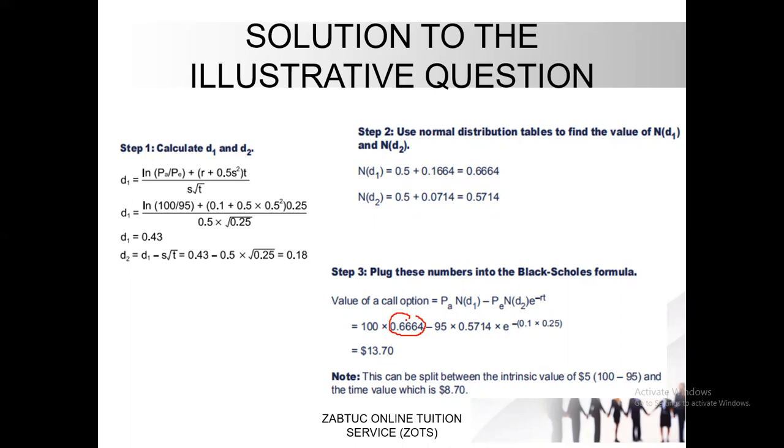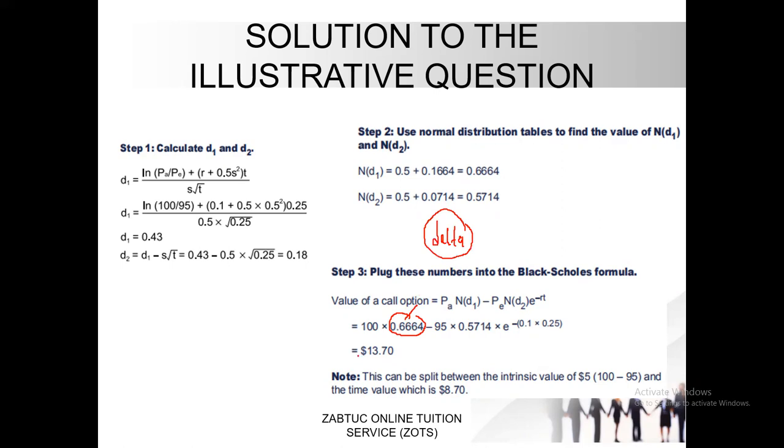This is our ND1, this one. Now, what is this ND1? We said it's called what? Delta. It's called delta. That's what it's called. It is a change in the value of the option.